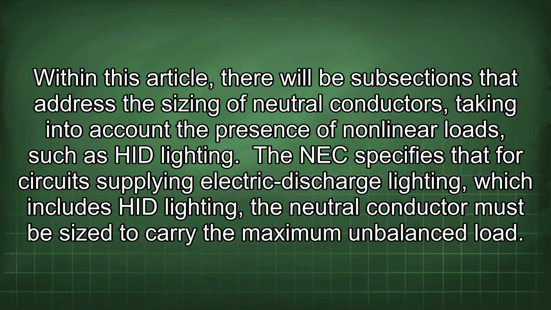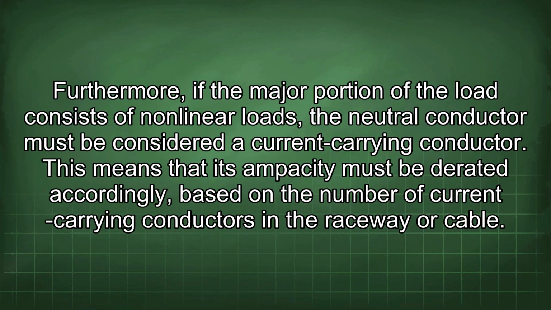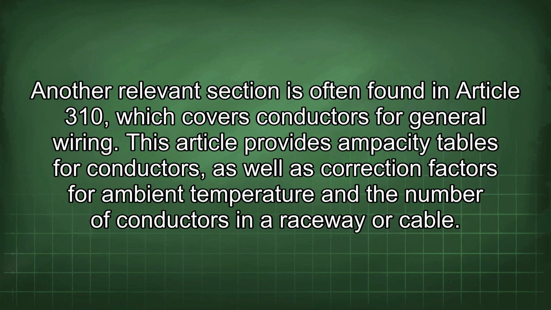The NEC specifies that for circuits supplying electric discharge lighting, which includes HID lighting, the neutral conductor must be sized to carry the maximum unbalanced load. Furthermore, if the major portion of the load consists of nonlinear loads, the neutral conductor must be considered a current-carrying conductor. This means that its ampacity must be derated accordingly based on the number of current-carrying conductors in the raceway or cable. Another relevant section is often found in Article 310, which covers conductors for general wiring.